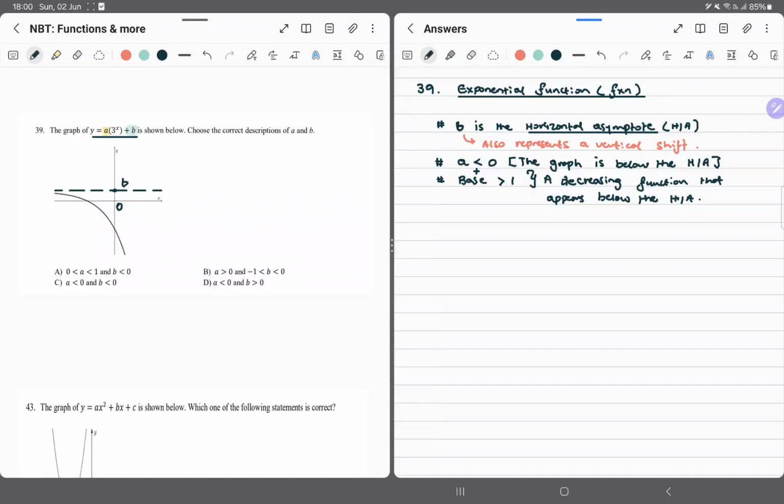Okay, so we are happy now because we understand a lot of these things nicely. So what is the question? Choose the correct descriptions of A and B. We can see A is less than 0, B is greater than 0. So we want that combination. It comes out for option D. All right, so we can make a conclusion that therefore the answer to this question here is option D.